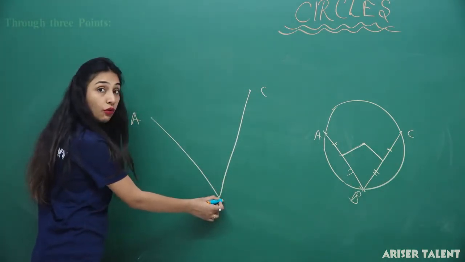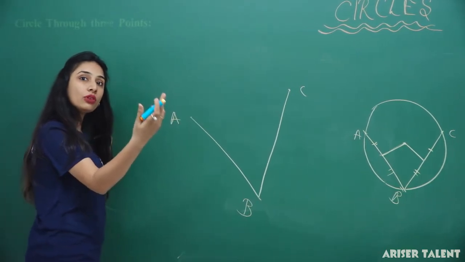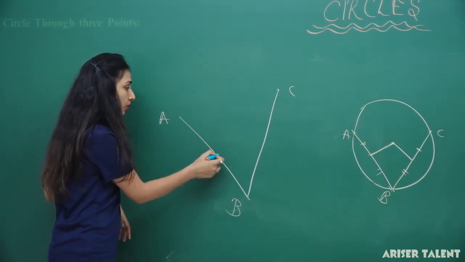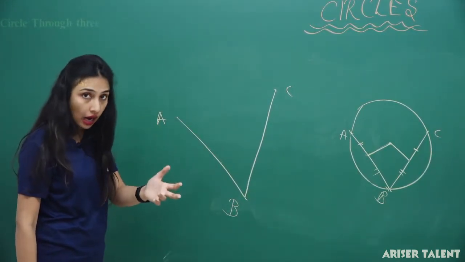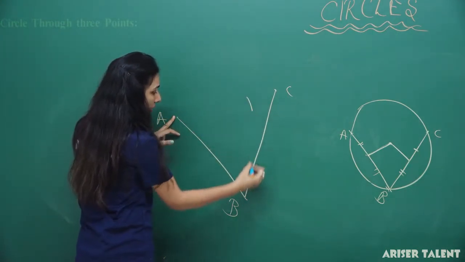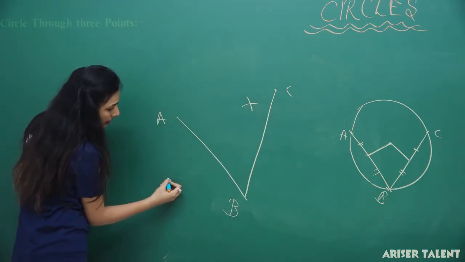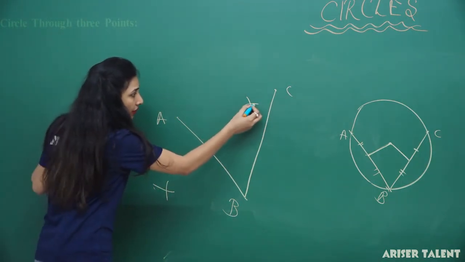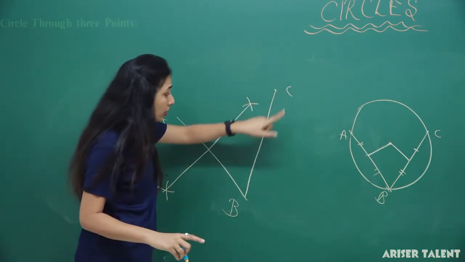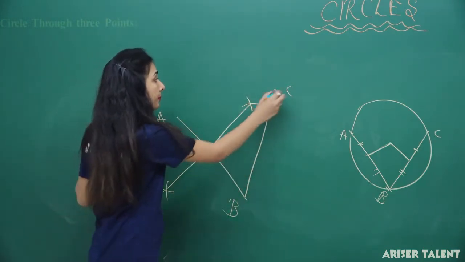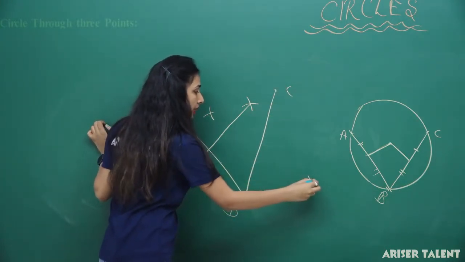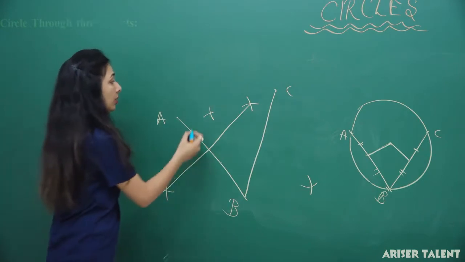So this is AB. I will draw a perpendicular bisector. And how will I draw it? I will take more than half of this AB as the arc and cut this arc here, and from there I will draw the perpendicular bisector of AB. Similarly, I will draw the perpendicular bisector of CB, which will be something like this.